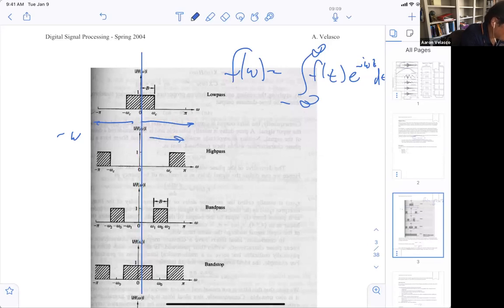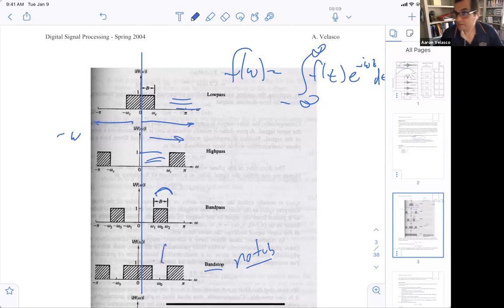So a low pass would be where I'm removing all the high frequency energy. A high pass, I'm removing the low frequencies. This would be some sort of band pass where I'm allowing only certain frequencies. And then a band stop or a notch. This is sometimes called a notch filter. And I'm basically getting rid of some frequency centered around something.